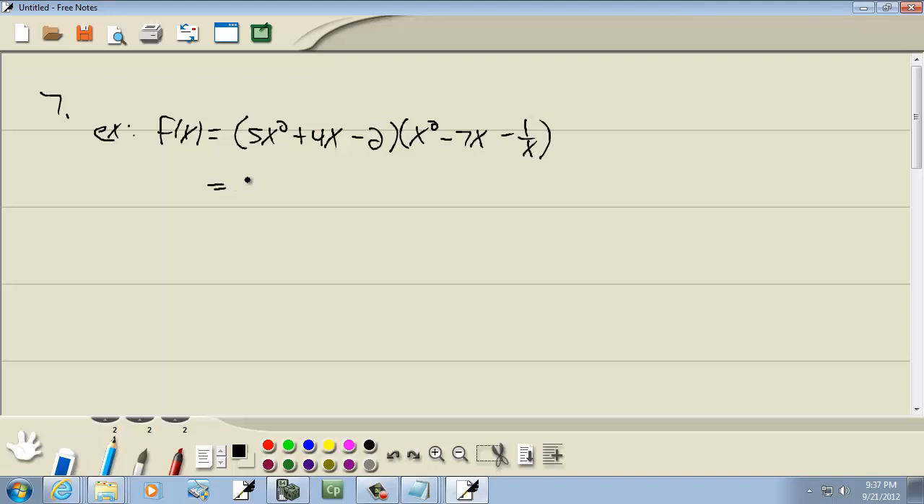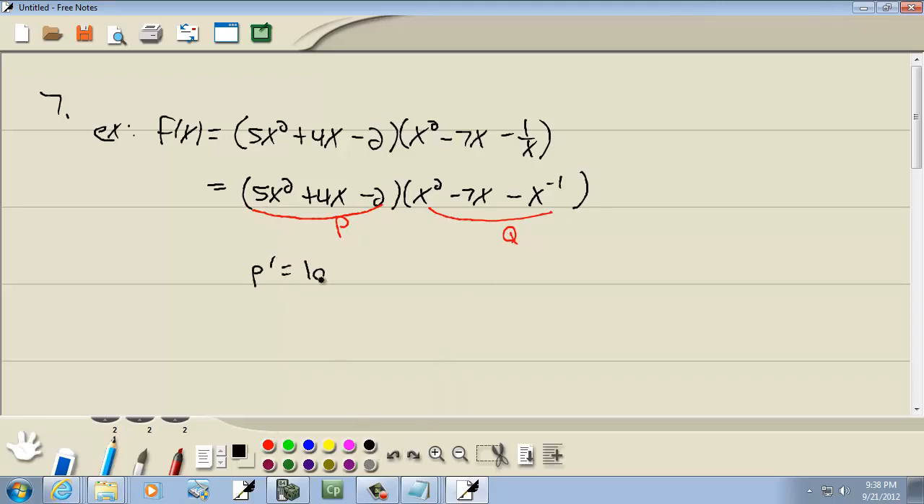Well, first off, we want everything as x to a power, so that makes it a lot nicer. So we've got 5x squared plus 4x minus 2 times x squared minus 7x minus, and you take this as x to the first power, so you take it up on top and it becomes x to the negative 1. This is going to be our p, and this will be our q.